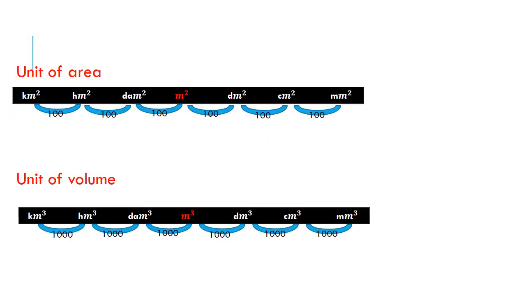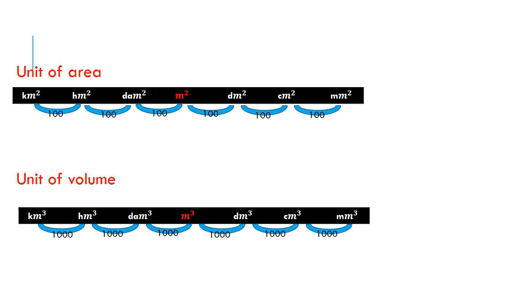At last, here we have two notes, the unit of area and the unit of volume. The main unit of area is meter squared, and its multiples and submultiples are kilometer squared, hectometer squared, decameter squared, and decimeter squared, centimeter squared, and millimeter squared. But here, between each two units, we have 100.